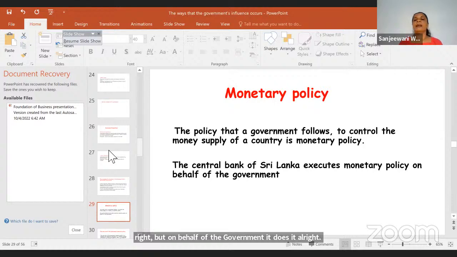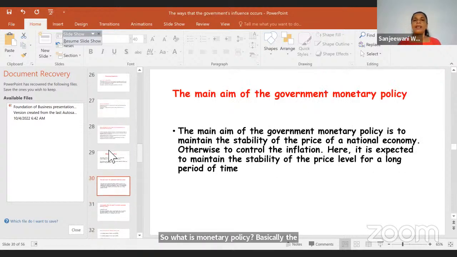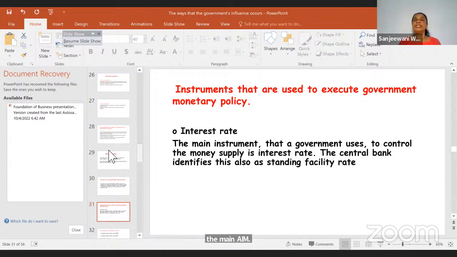So what is monetary policy? Basically, the controlling of money supply. Then the main aim of the government monetary policy: what is it? That is to maintain the stability of the price level of a national economy. I gave you the main aim of fiscal policy as well; here is the main aim of monetary policy. Maintain the stability of prices in a national economy, or you can say controlling of inflation. They want to stabilize the economic system. That's the main aim. Then to execute this, they can have some instruments, children.